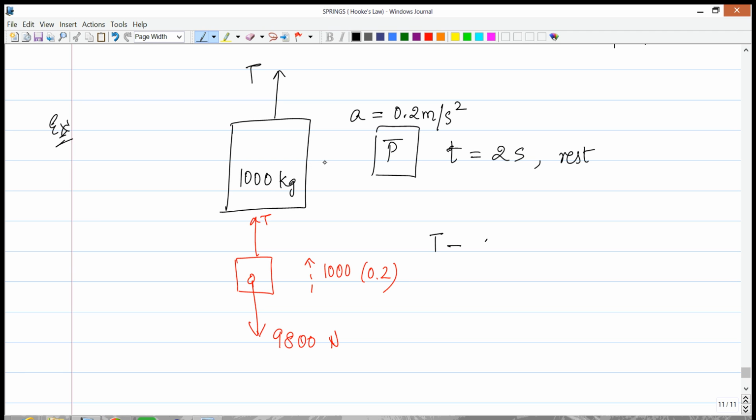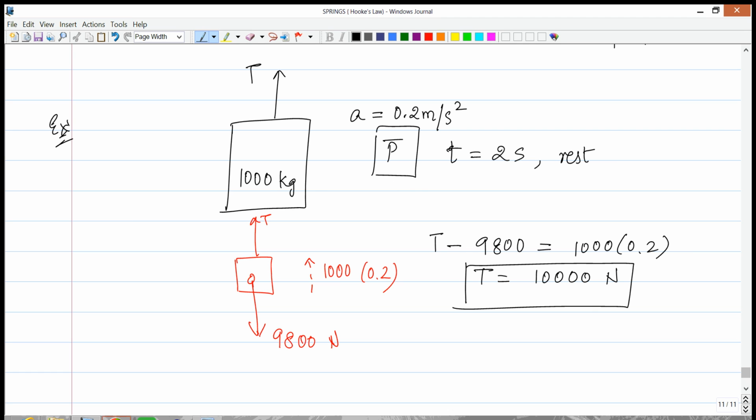So T minus 9800 is equal to 1000 times 0.2, which happens to be 200. So this gives me T equal to 10,000 newtons. Great. We have one part. We know the tension. Now, either I can find the distance and find the work, or I can find the average speed and then multiply it by the tension and get the answer.